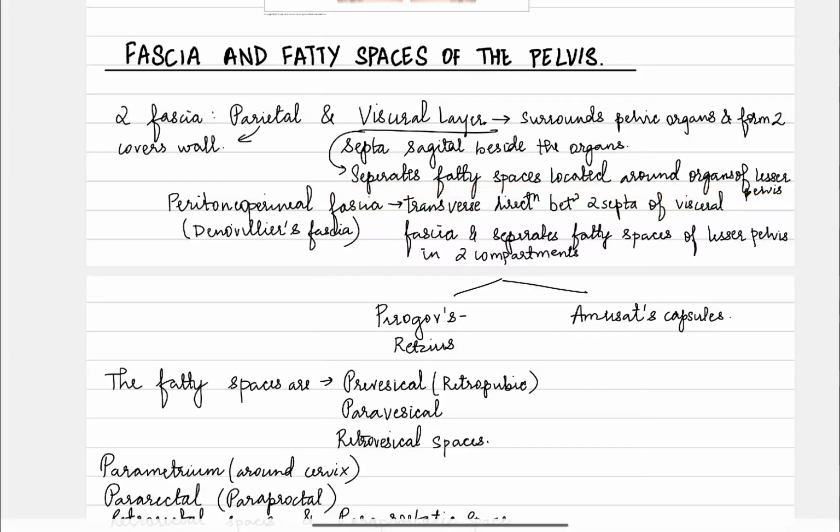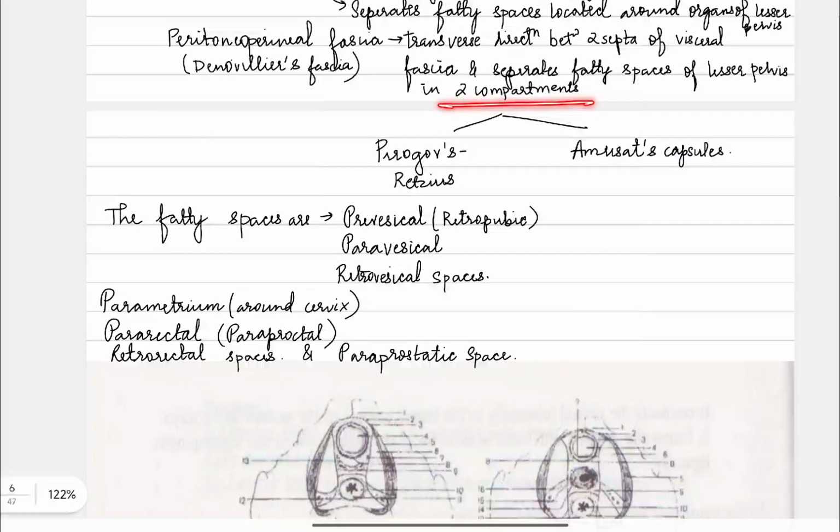Now there is the perineal fascia. It runs in a transverse direction between the two septa of the visceral fascia and separates the fatty spaces of the lesser pelvis into two compartments. This perineal fascia is also called de Neuvillers fascia. These two compartments are Pirogov's space and Amussat's capsule.